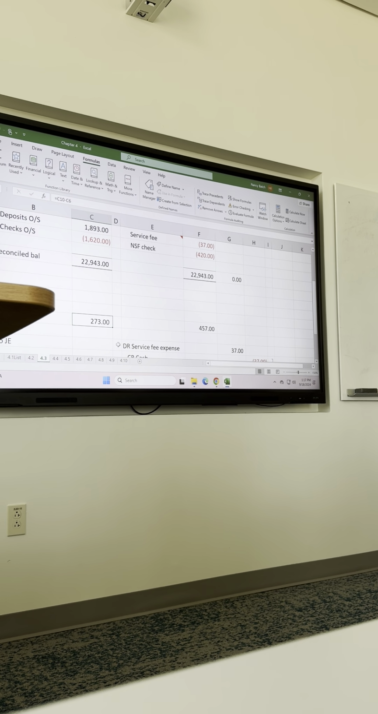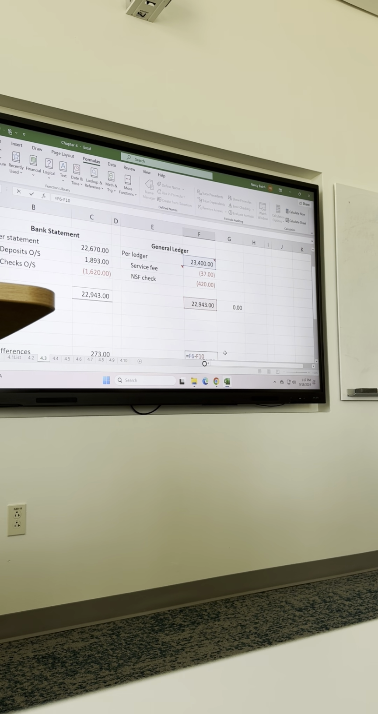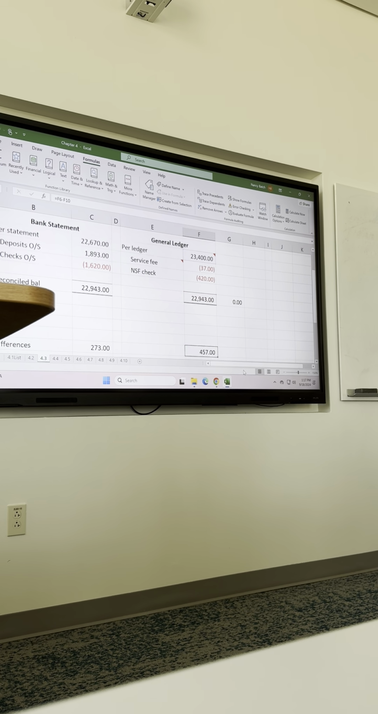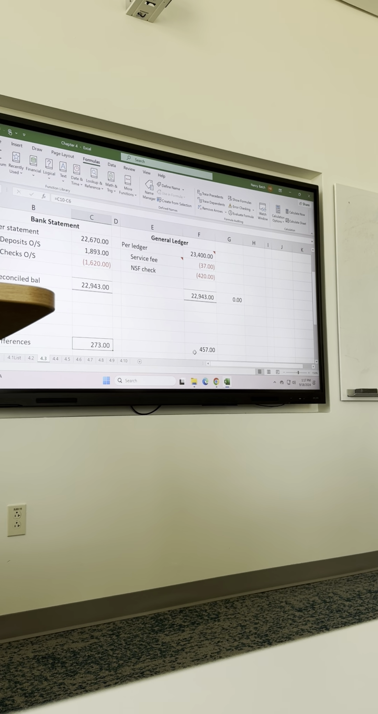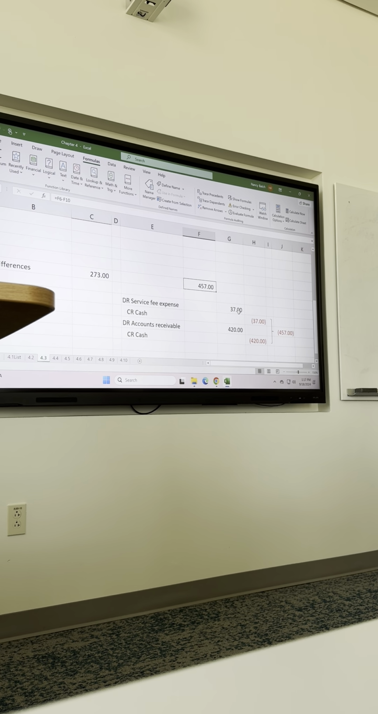And here, this difference from beginning to end is $457, so it's not the $730 we thought it was. These two added together total $730, but these entries, this is it. That's the entries. Now they did a bulk entry. I like individual entries, but you don't have to do that. Record the service fee, reduction of cash. Record the account receivable, also a reduction of cash, and I have to remember to go pursue my customer for payment.